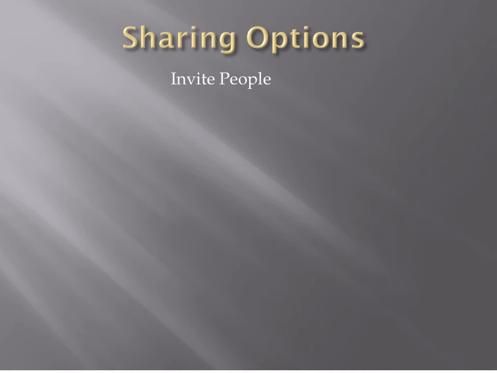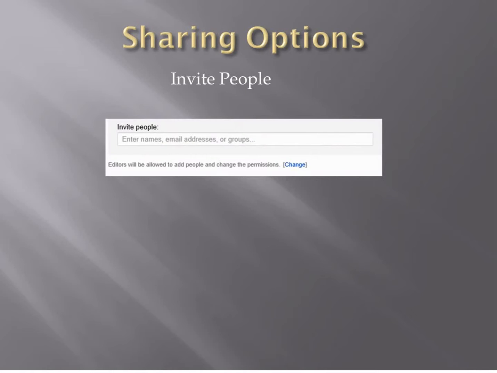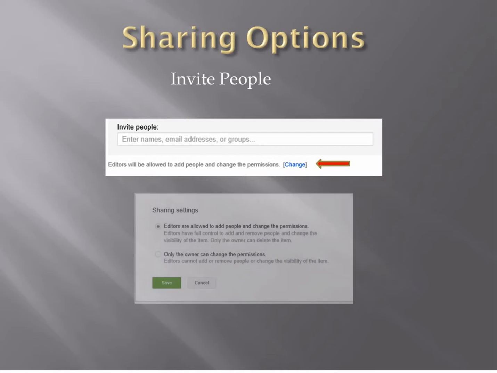Now, a little bit more of the sharing options under Invite People. You can invite people, as I said, enter the names, email addresses, or groups. Then you can click Change to change these options. When you click Change, this screen will appear and it allows you to tell who the editors are allowed to add people and change the permissions. You can also set it that only the owner can change permissions. Once you're done making your choices, then you can click Save.